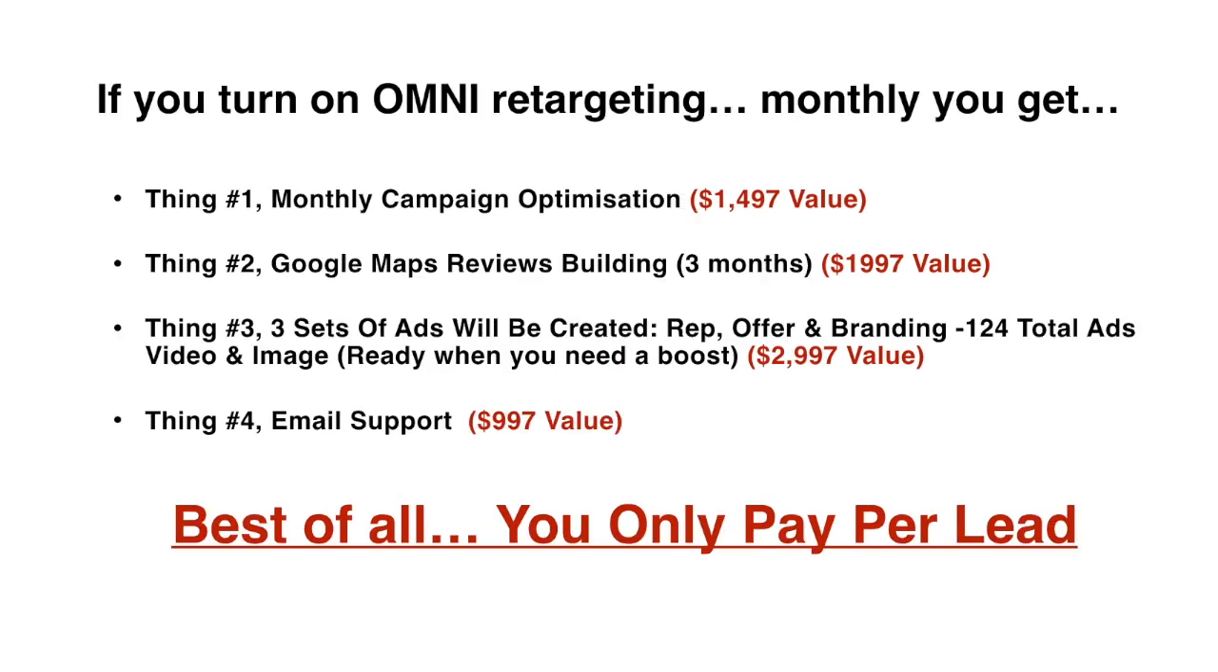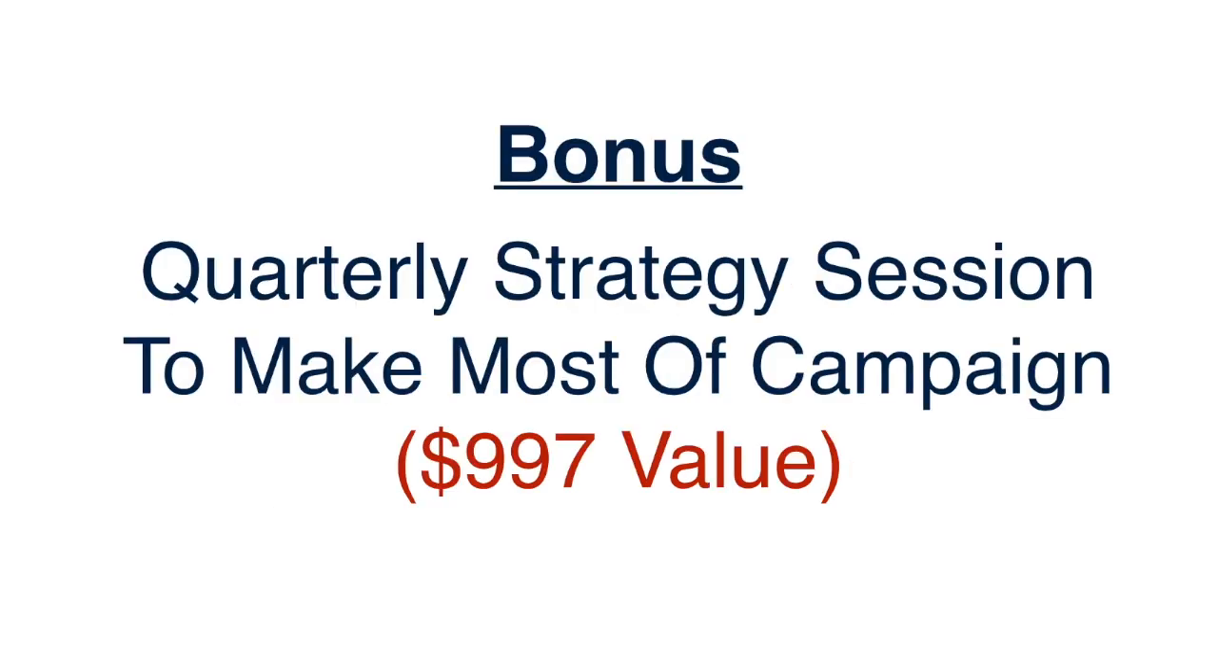All right, and if you do want to take the extra step and do the Omni retargeting monthly, you get your monthly optimization, you get new reviews and campaign building on your maps and your SEO results. We create 124 ads every single month to be able to do all of the different omni-targeting and frequency, to avoid banner blindness and things like that. We create all those ads. You're going to have constant email support and we can work along with you. And like I said, we can even set it up so that you only pay a set price per lead if you so wish, because that is a possibility inside the ad platforms. As discussed as well, we're going to have our quarterly strategy session as a bonus to review everything so that we keep propelling you forward.